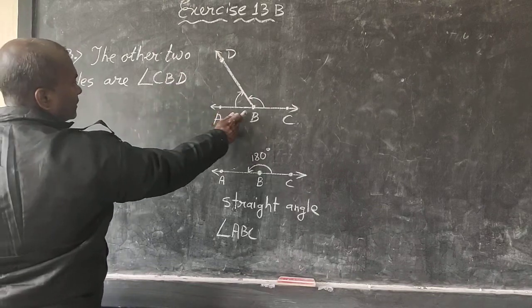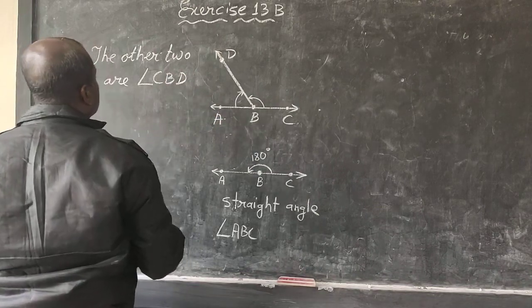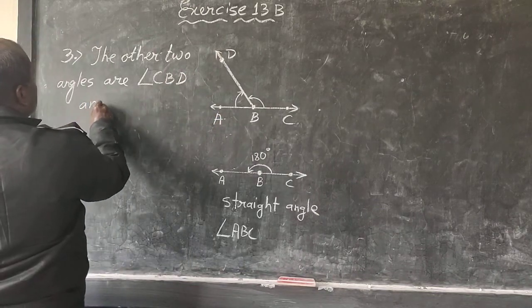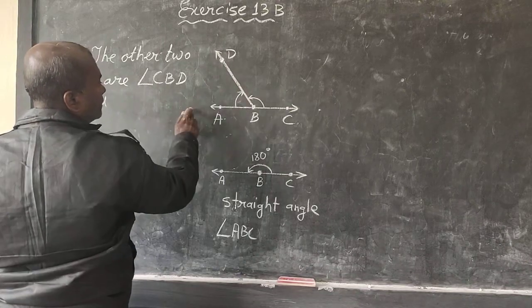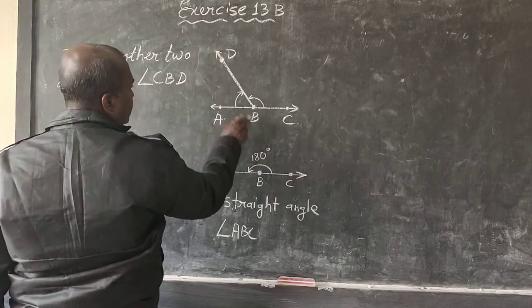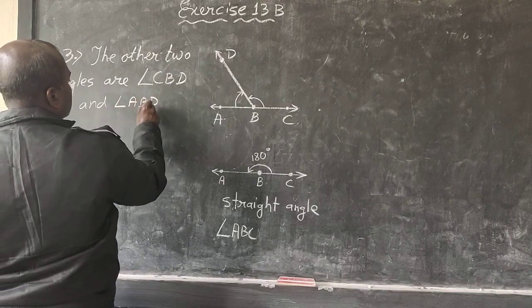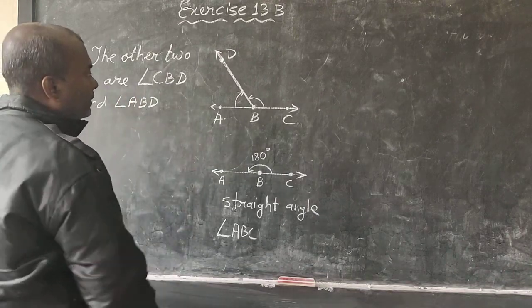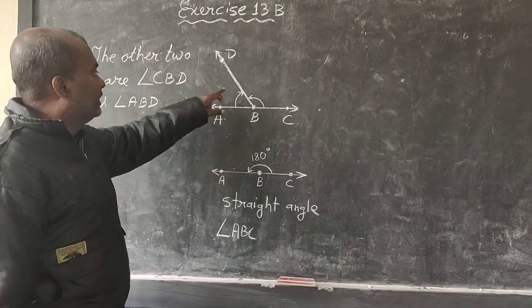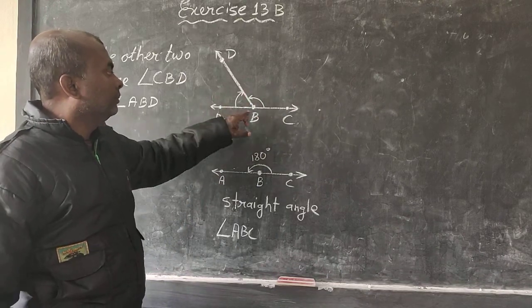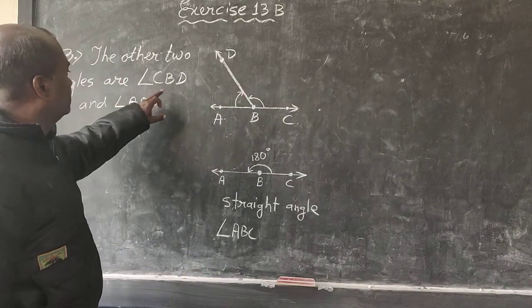See, B is the vertex, and the vertex is in the middle. And what is the other angle? This particular angle here, you can give the name as angle ABB. Angle ABB. This B should be in the middle. B is the vertex, no? In both the angles, this or this angle, B is the vertex. So B should be in the middle.